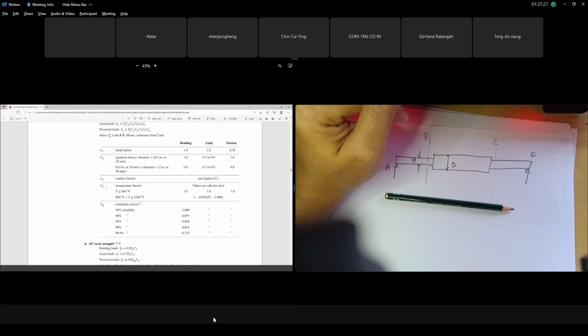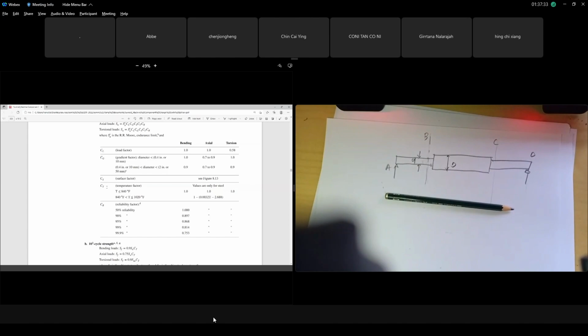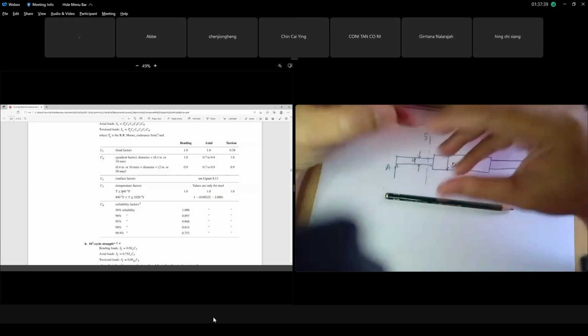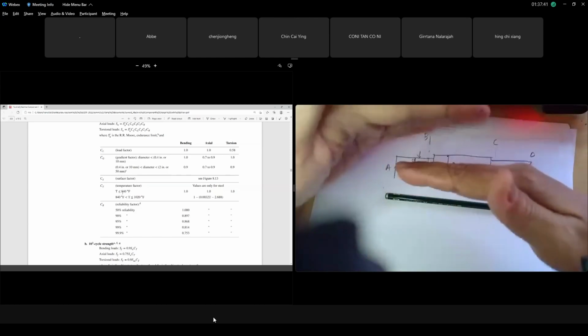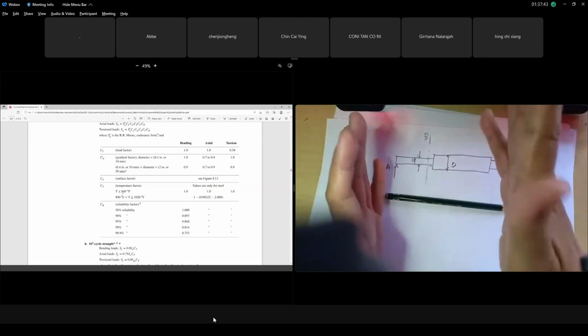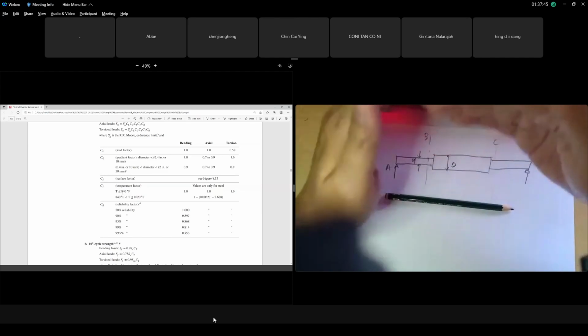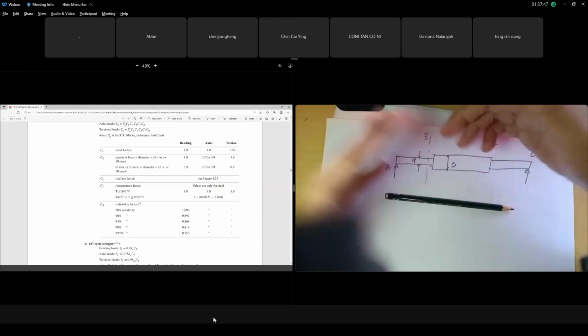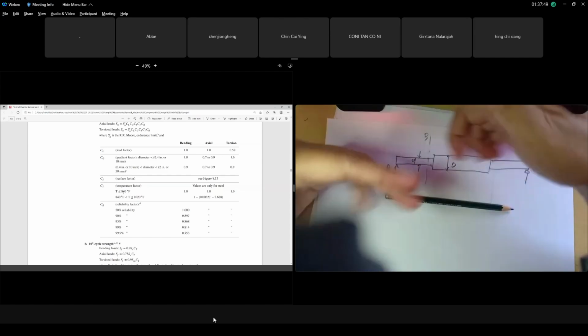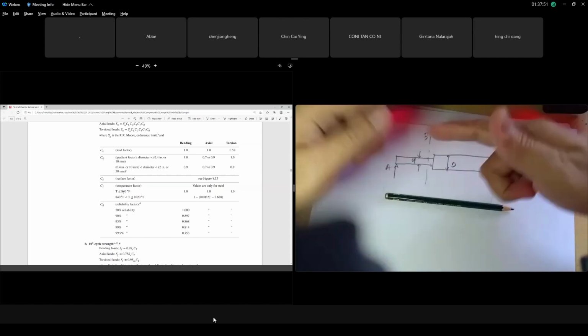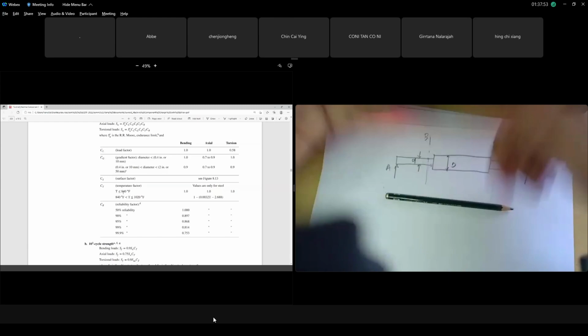Temperature factor, CT. If it is not given in your question, and maybe in your project, normally temperature is not given, so we assume. When we say temperature factor, you mean your shaft during operation. You mount your bearing, you have your gear, you have your pulley and belt, and it will drive another shaft. It will drive shaft B by pulley and belt or by gear, and it's running by motor, everything, your system is running.